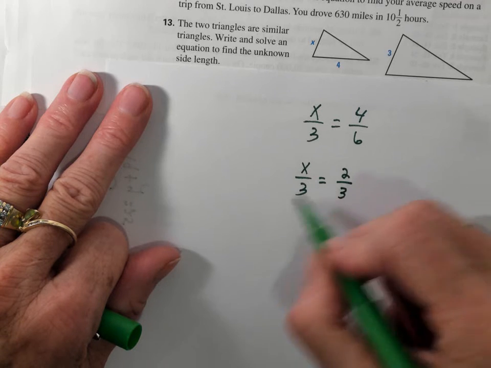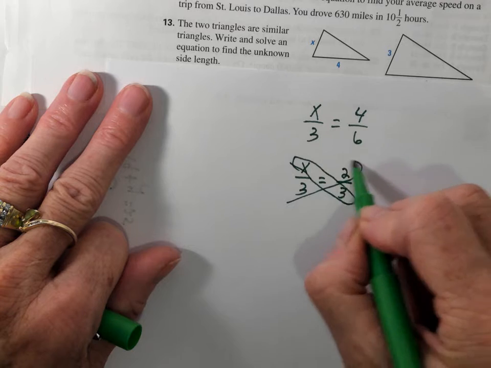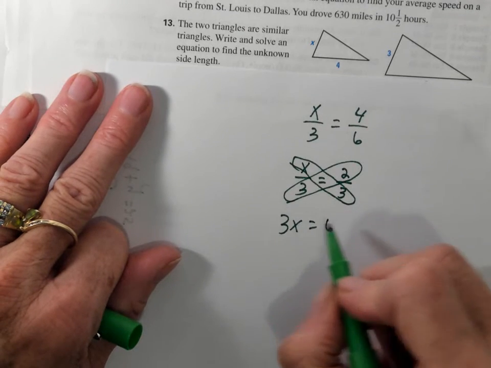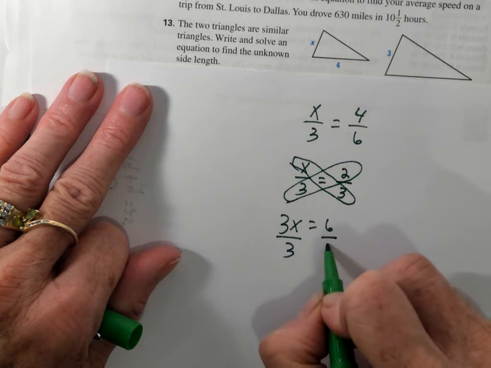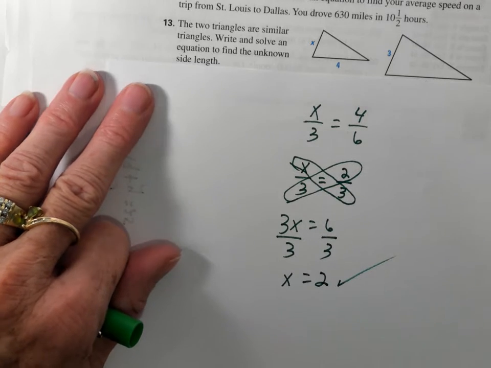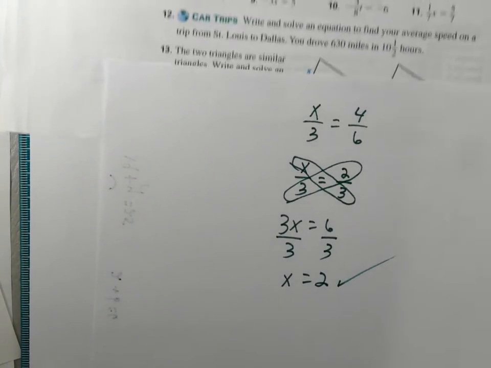So now we're going to cross multiply. Okay? We're going to cross multiply. So we're going to get 3x is equal to 3 times 2, which is 6. We divide by 3. We get x equals 2. Bingo. We're done. Okay? That's how you solve those. And I'm sure that will be one that's on the test.